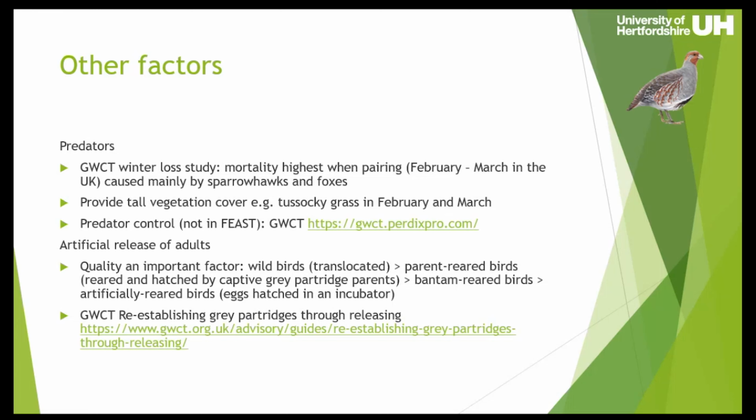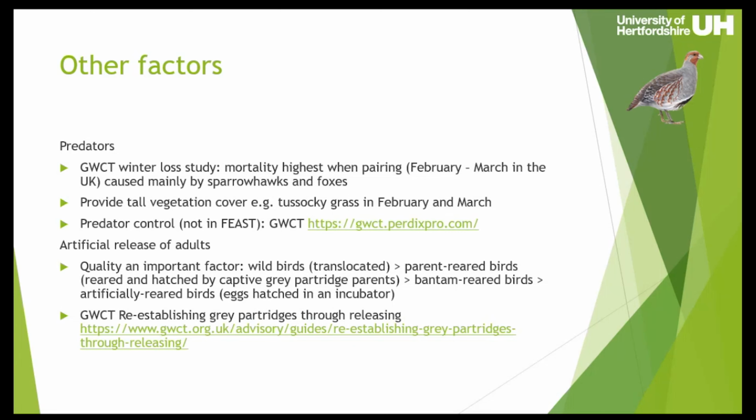Provision of tall vegetation, tussocky grass in the early spring when these are most vulnerable to predation, for example. So these will be looking into just before nesting. So this is the overwintering area starting to shift into nesting periods. So tussocky grass areas where you can get down. Beetle banks, for example, would be ideal. There is also the option of predator control. This isn't something covered in FEAST. GWCT has its own tool that has a lot of information on that. The link is there if you're interested in that one.